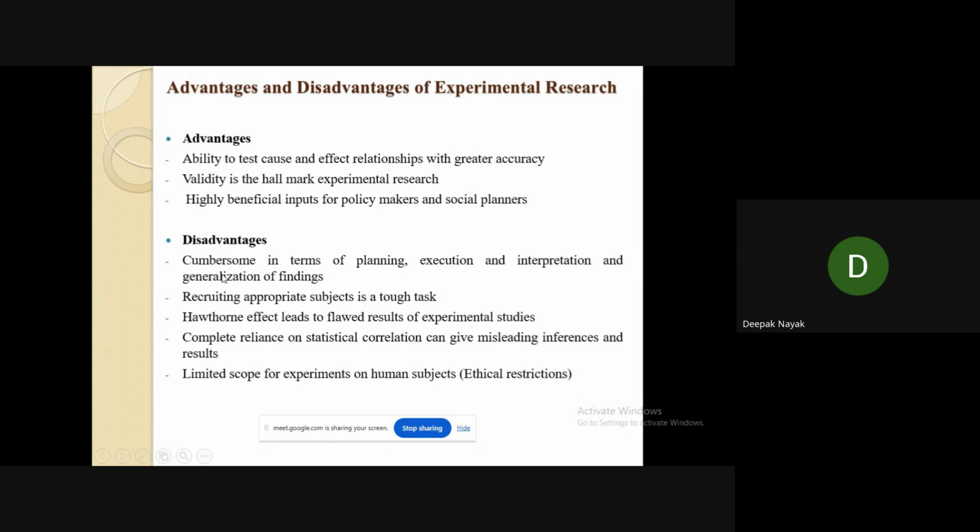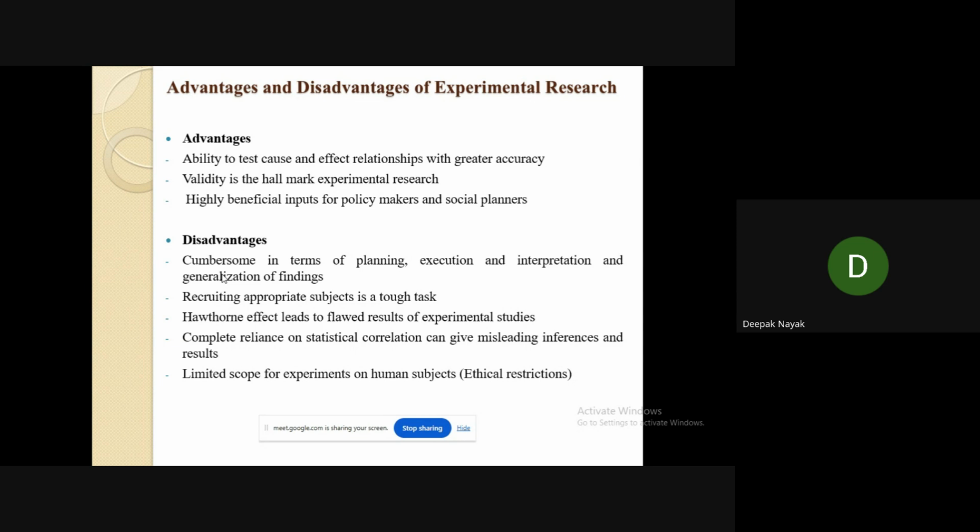Along with that, though experimental research has a number of advantages, it is also obstructed with many disadvantages as well. You can see it is very difficult in terms of planning, execution, interpretation, and generalization of findings in experimental research. You are following a very structured method.